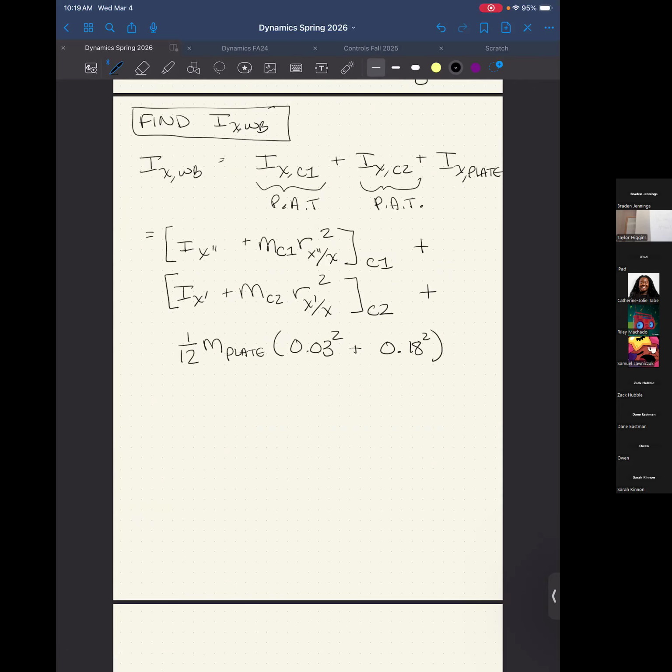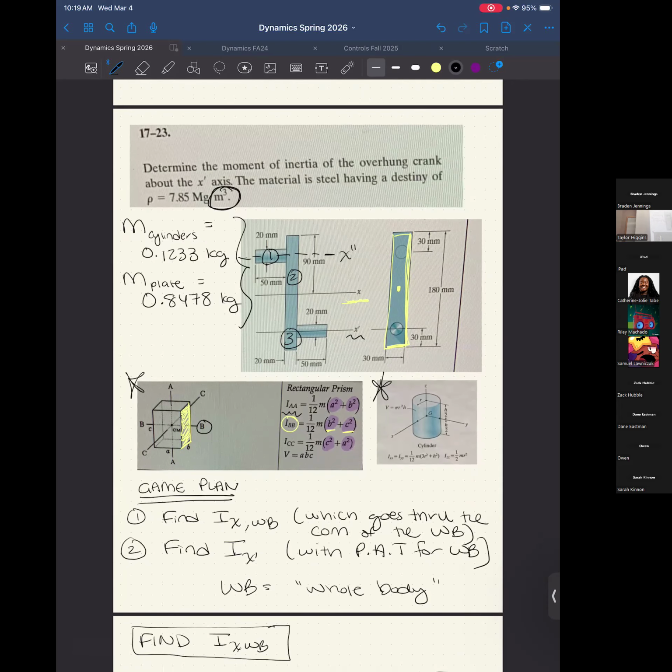Okay, and then it's just plug and chug. So what is I x double prime for cylinder one? Very good. What is the radius? 0.01, because it's 20 millimeters. Oh, I was looking at the bottom. I was also looking at 20 millimeters. I was looking at the other picture. Okay, yeah, got it.